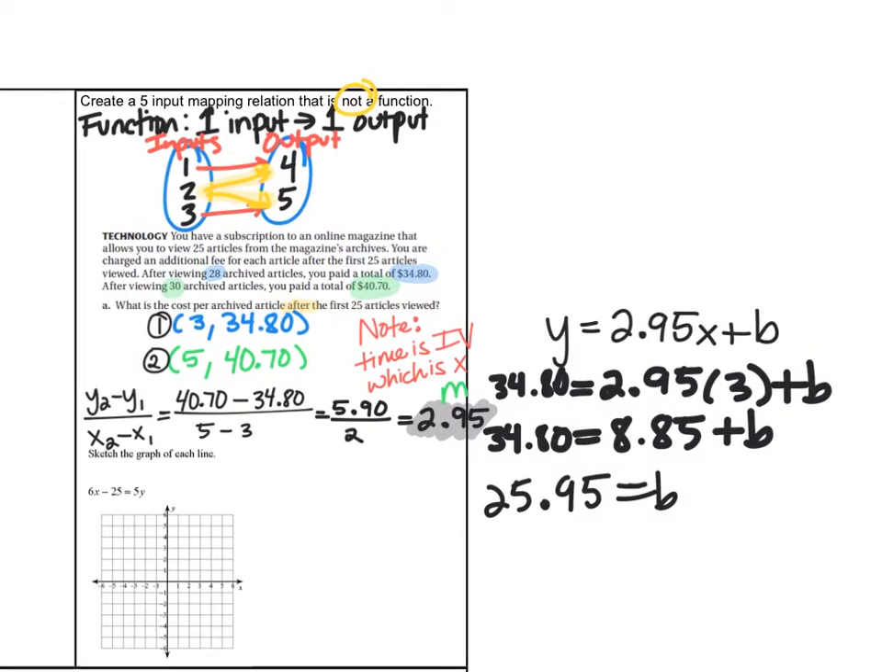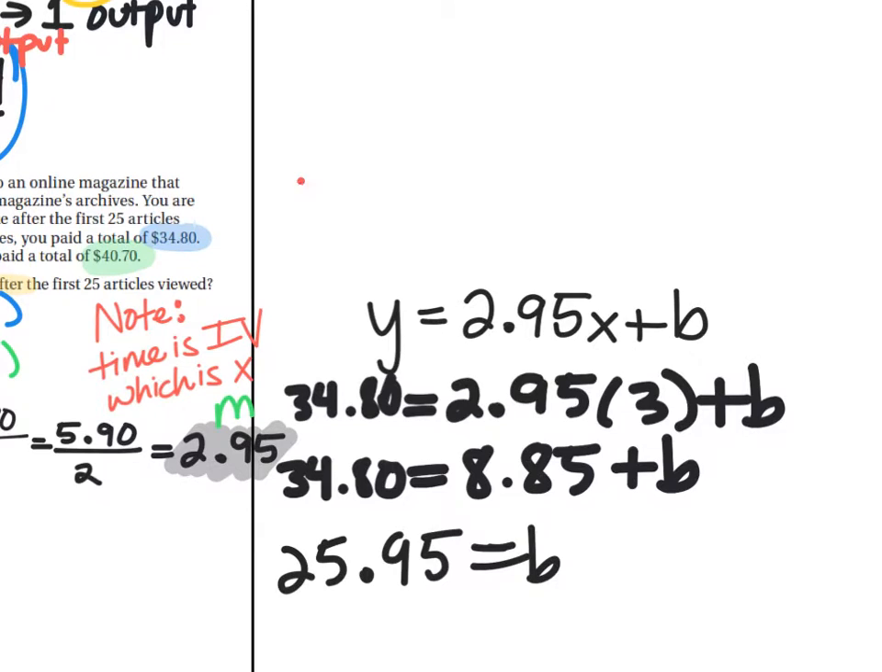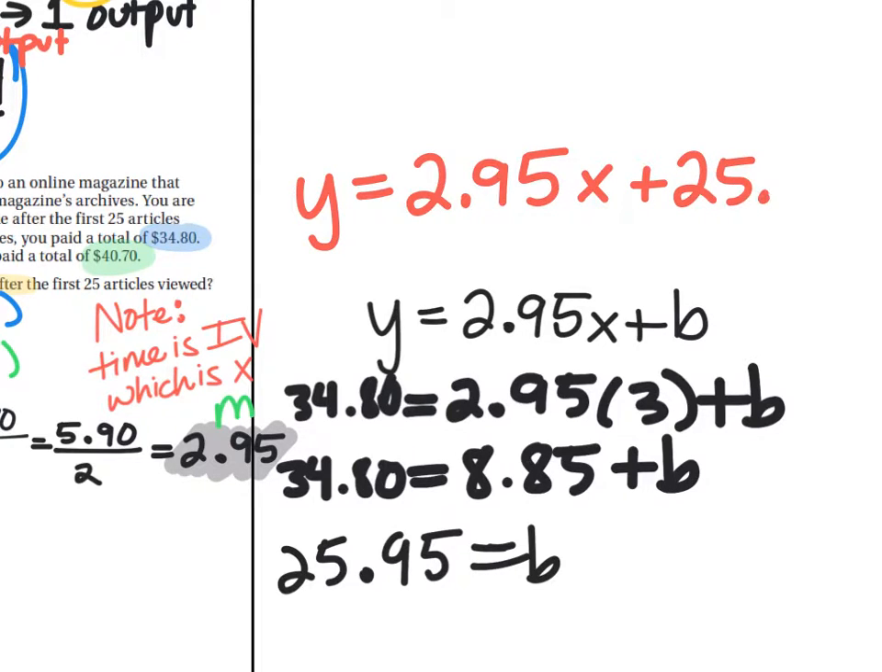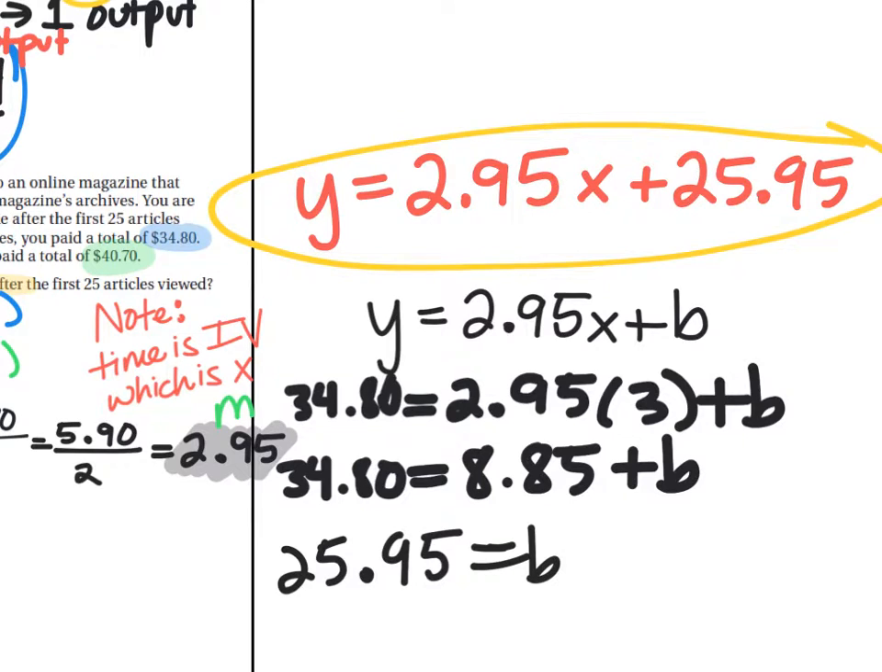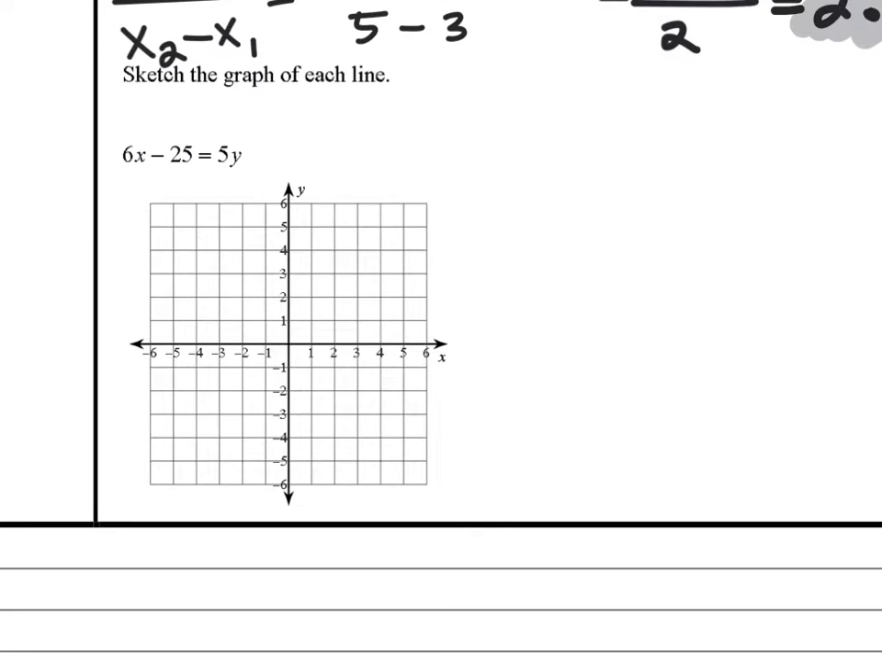So the equation for this line, the final equation is y is equal to 295 x plus 2595. What this means is that the subscription is $25.95 and then I pay $2.95 extra for every article that I view after the 25 articles that comes with the subscription. I know we went above and beyond on this problem. That's because this is an important one to know for your final. Hint, hint.